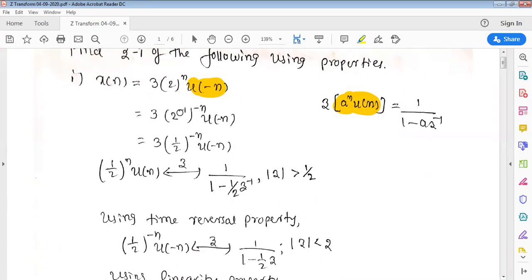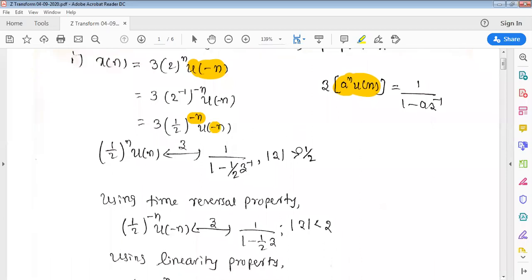So I'll write 2 power n as 1 by 2 power minus n into u of minus n. See here, this is also minus n and this also minus n. Now I'll write the formula for a power n u of n, which z transforms to 1 by 1 minus 1 by 2 z raised to minus 1, mod z more than 1 by 2.